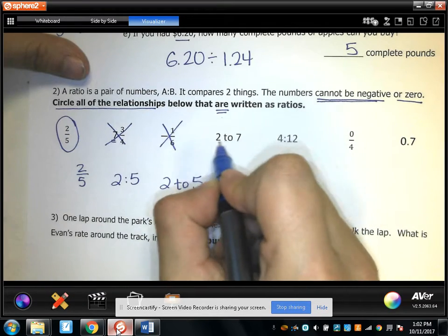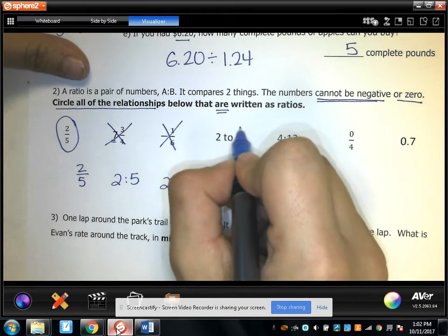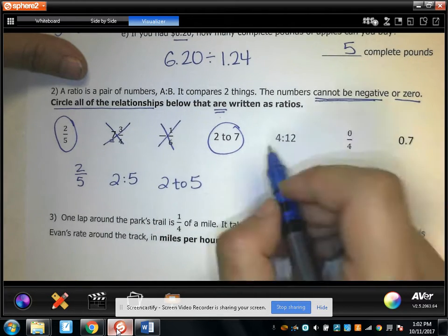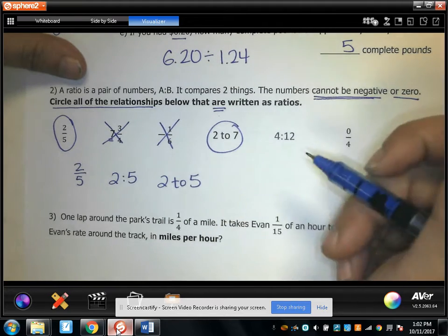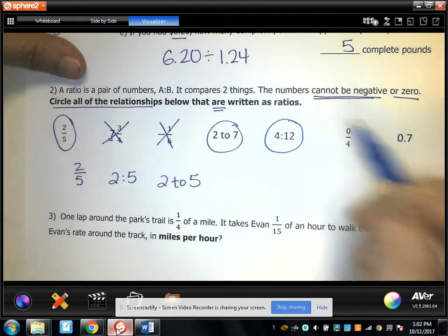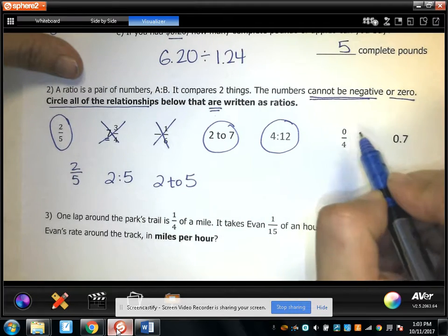This is comparing two things. Neither are negative, neither are 0. That is a ratio. This is comparing two things. Neither are negative, neither are 0. Now, it's not in simplest form, but that's okay. It's still a ratio.